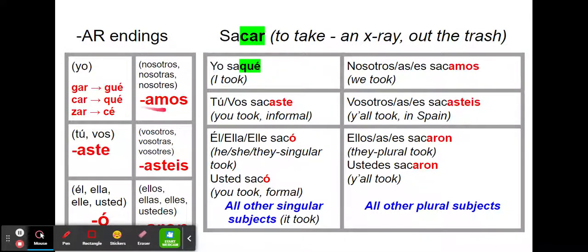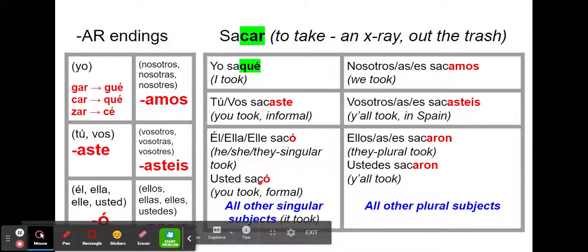So the yo form of sacar is yo saqué, I took. So you could say yo saqué la basura, I took out the trash. Yo saqué una radiografía, I took an x-ray. Then after that, none of the other forms have QU. The C comes back in all of the other forms because it's only the yo form that has that weird thing.